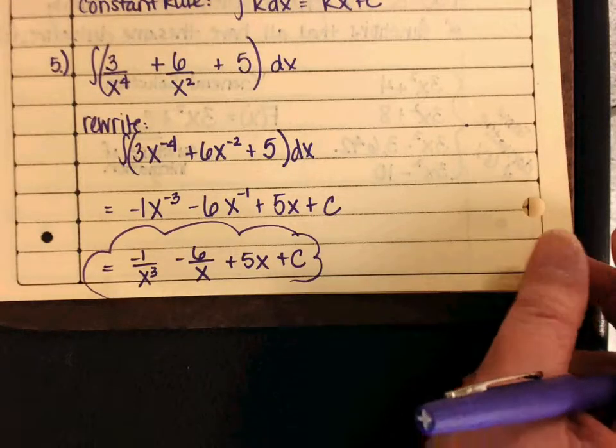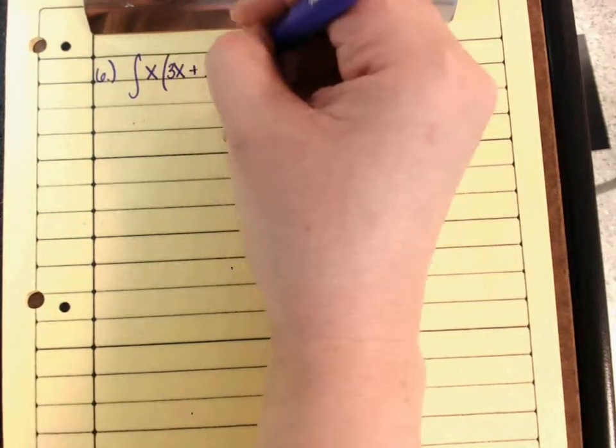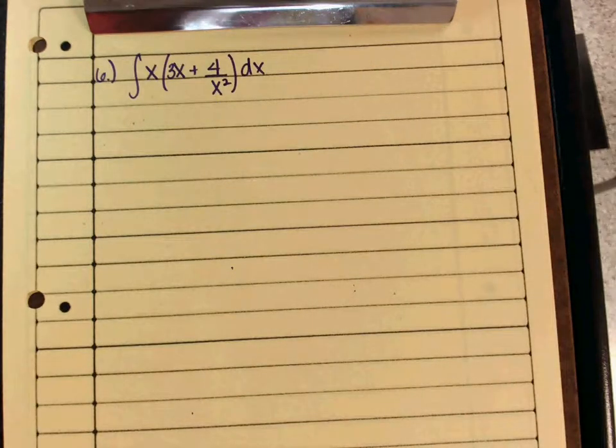Next one. Integral of x times 3x plus 4 over x squared. Okay, for derivatives, you have all these random rules. You have quotient rule, product rule. Okay, there's not a product rule or a quotient rule for antiderivatives. So instead, you would have to do a rewrite to make it not a product anymore. So we're going to simplify this just by distributing.